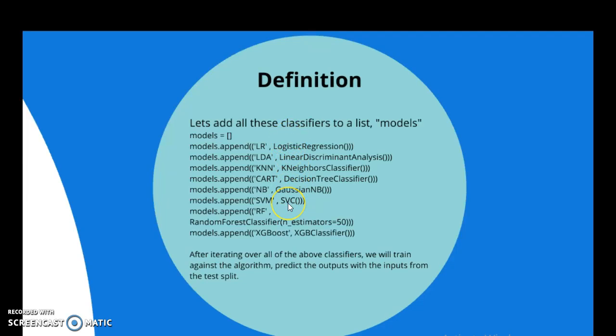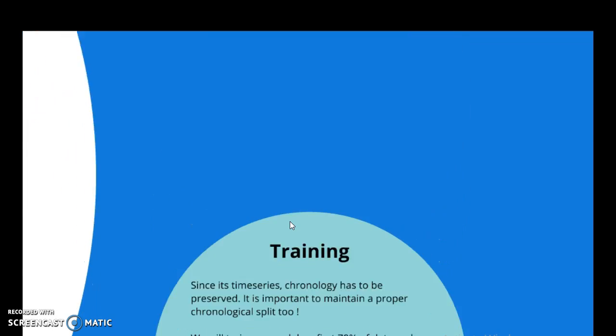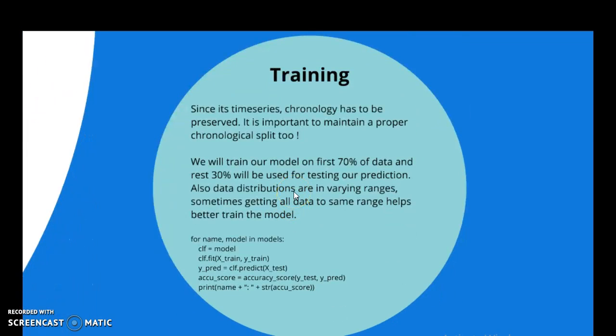So this is the model definition where I defined all the models as a part of a list, and the training part. As I was saying a few seconds back, the chronology of this time series data set has to be preserved. So when doing a train test split, I used 70% of this data and the remaining 30% for testing the model. So the chronology was preserved.